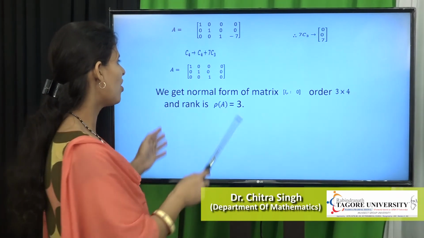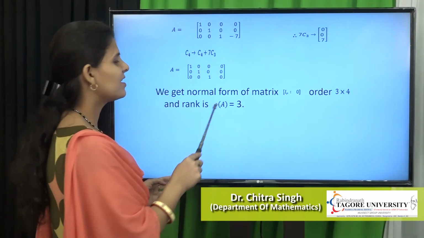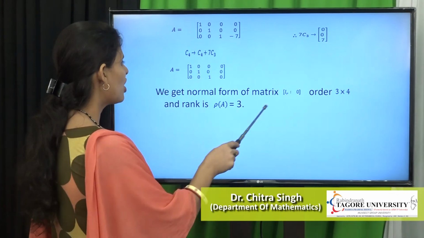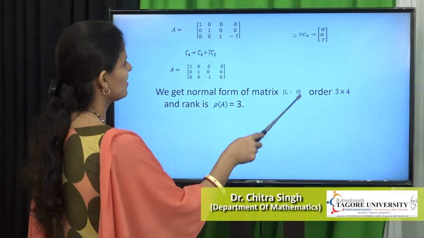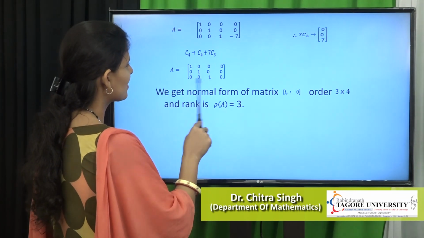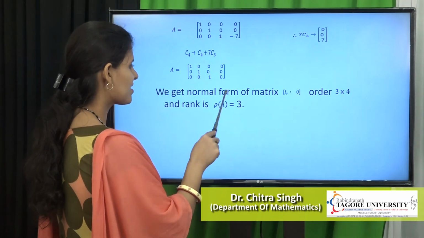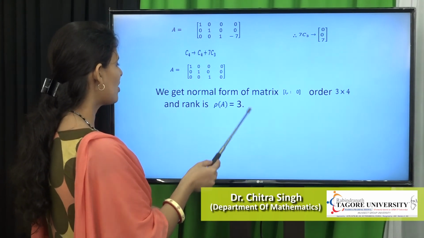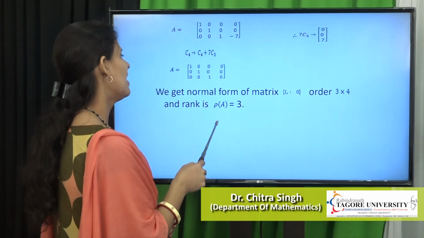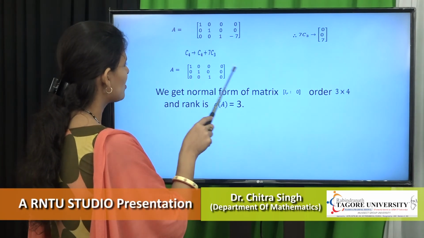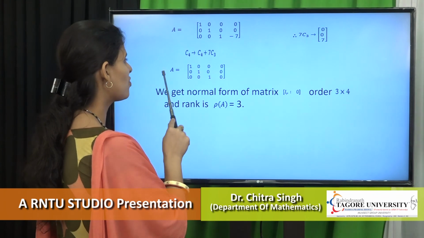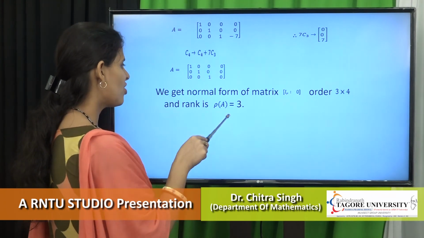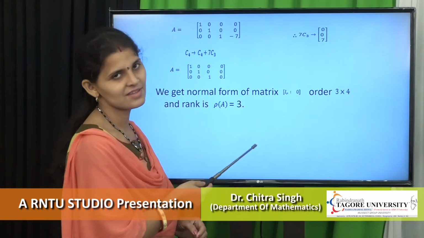You see that only the diagonal elements are 1 and the other elements are 0. So we now write it as I_R 0. Here R means the order of the matrix: you see that your rows are 3 and your columns are 4. Then the rank of a matrix is denoted by rho of A. Rank is the number of non-zero rows. This is non-zero, this is non-zero, this is non-zero: 3 non-zero rows. So the rank of the matrix is 3.